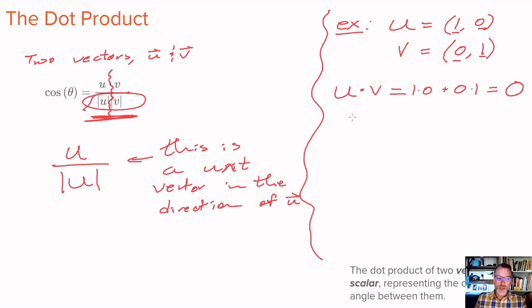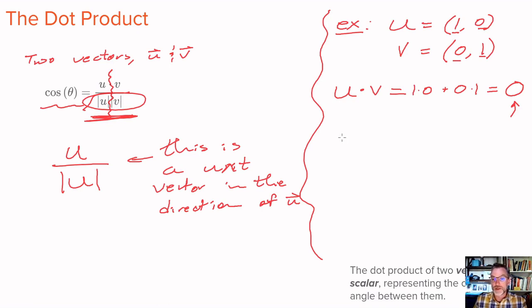Now this makes sense because if I look at what I should get back from the dot product, I get the cosine of the angle between them. Now what is the angle between u and v? Well, these are the two unit vectors pointing along the coordinate axes. They're at right angles to each other. So the cosine of 90 degrees, or pi over 2, is 0. And that's exactly what I have here.